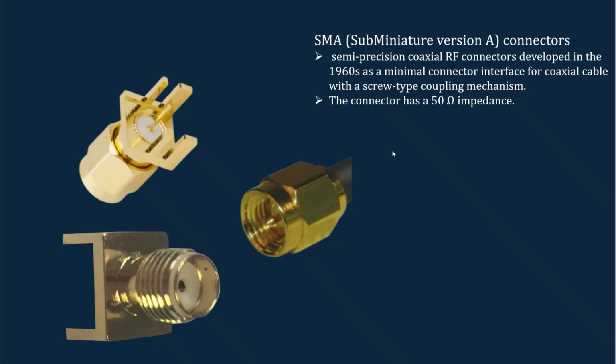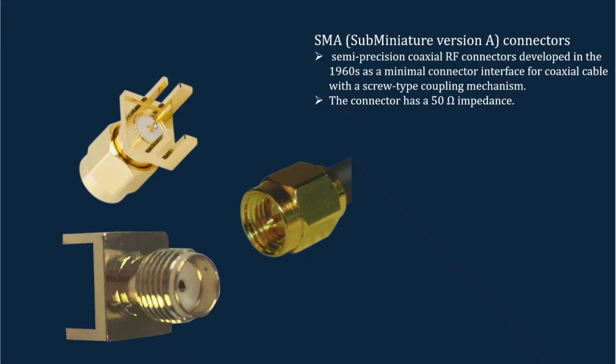Hello, in this video we are going to see how we can analyze the characteristics of an SMA connector in CST. SMA means subminiature version A connectors. These are the type of connectors which are mainly used to connect antennas to external devices, and these connectors usually have an impedance of 50 ohm.